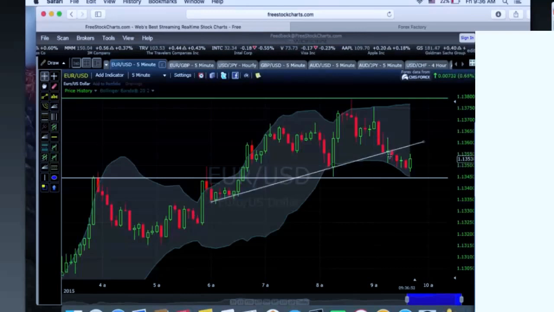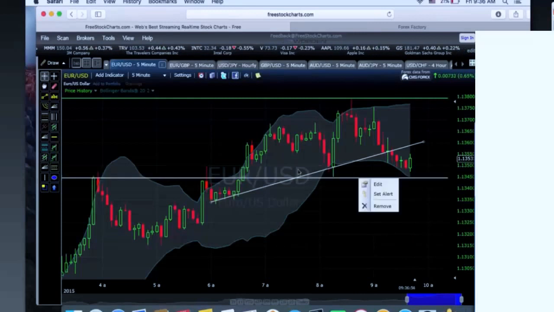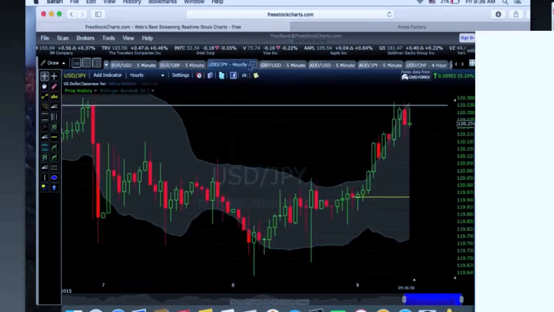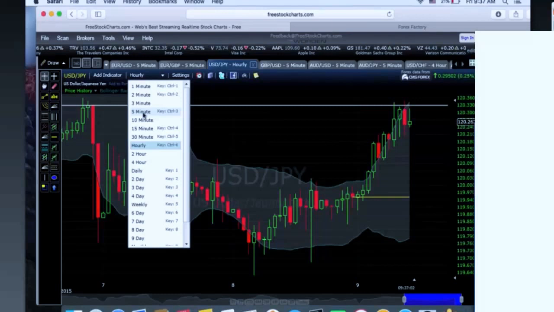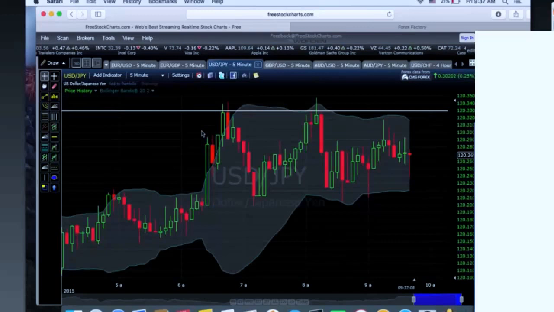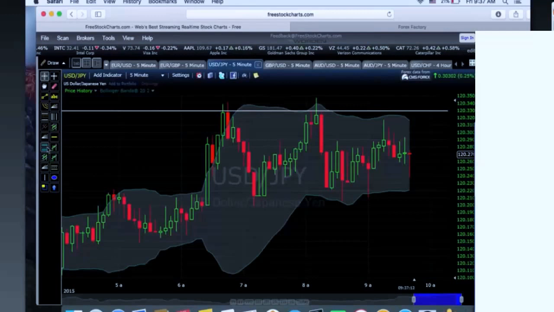Let's see what is going on here. News, USDJPY holding. Oh, sorry. If you want to take a look at Euro GBP on the 30 minute.